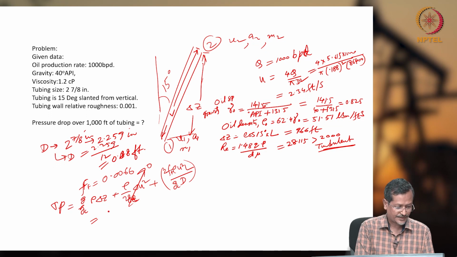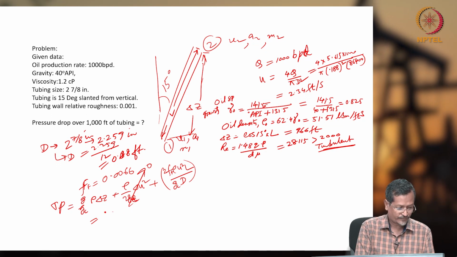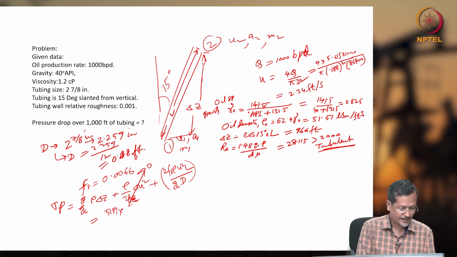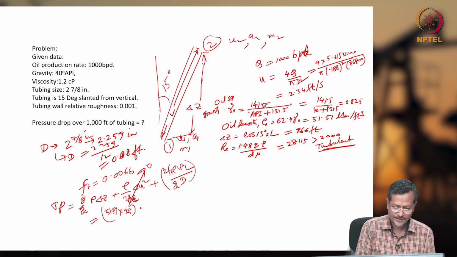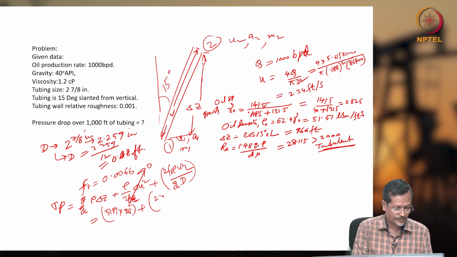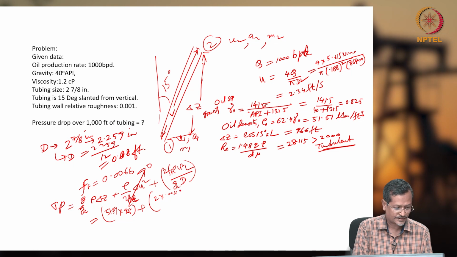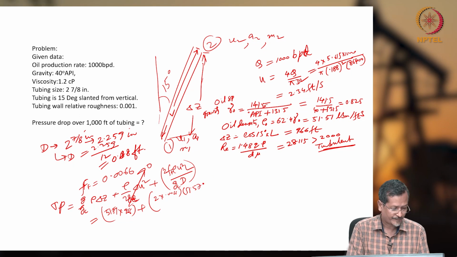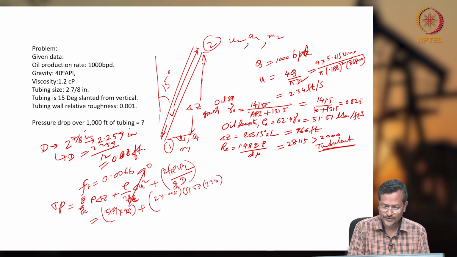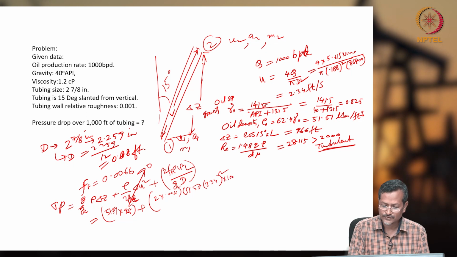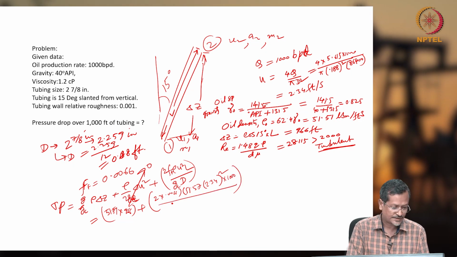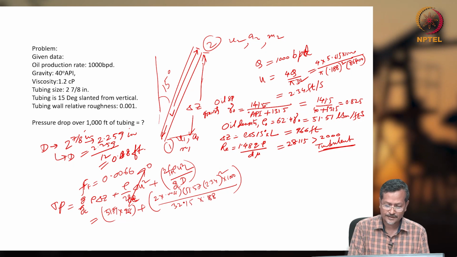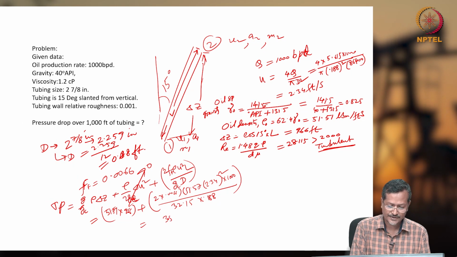So only these terms are there. G by gc is 1. The rho value is given as 51.57. It is calculated as 51.57 into 966, plus 2 into 0.0066 into 51.57 into 2.34 square into 1000 pipe length, gc 32.17 actually exact value, into 0.188. So finally it is coming 350 psi.